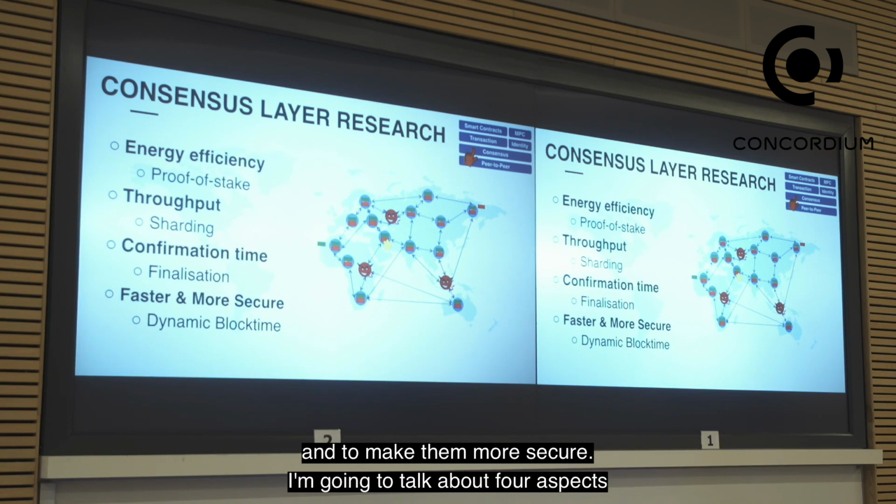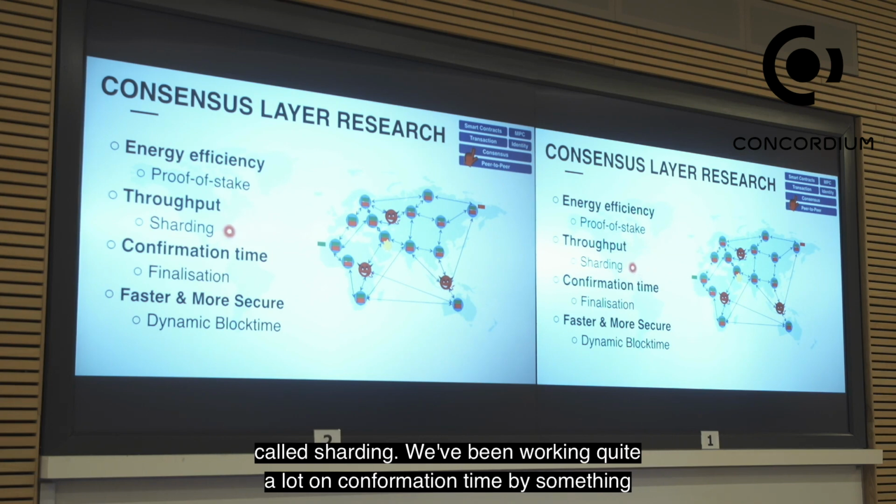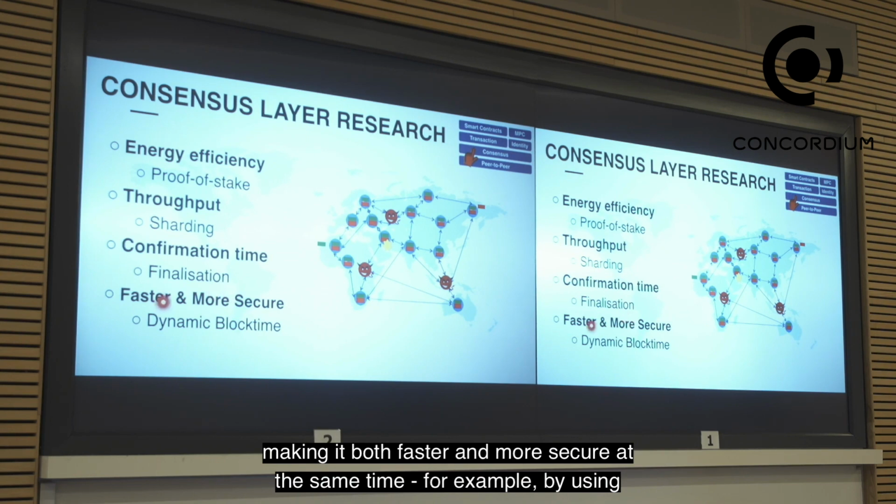I'm going to talk about 4 aspects that we've been doing research and implementation on. One is efficiency by using proof of stake. We've been working on throughput via something called sharding. We've been working quite a lot on confirmation time via something called finalization. And then we've been working at different other aspects of making it both faster and more secure at the same time, for example, by using dynamic block time.